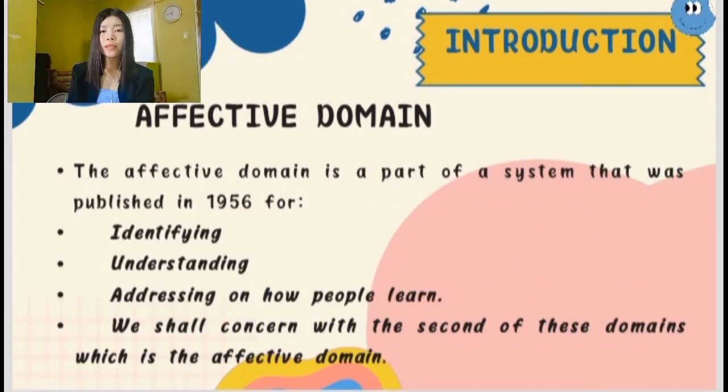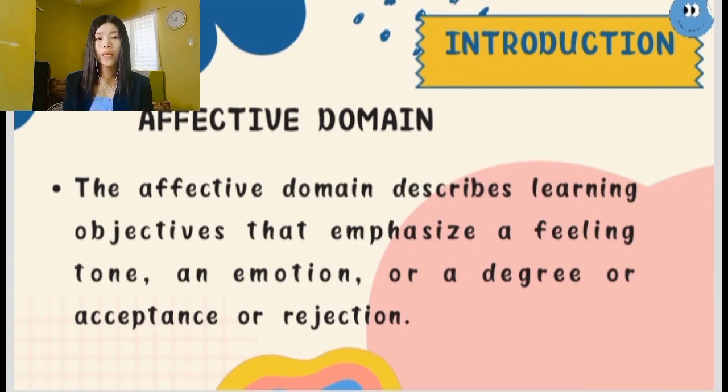The affective domain is a part of a system that was published in 1956, identifying, understanding, addressing, and how people learn. We shall concern ourselves with the second of these domains, which is the affective domain. The affective domain's learning objectives emphasize a feeling, tone, and emotion, or a degree of acceptance or rejection.